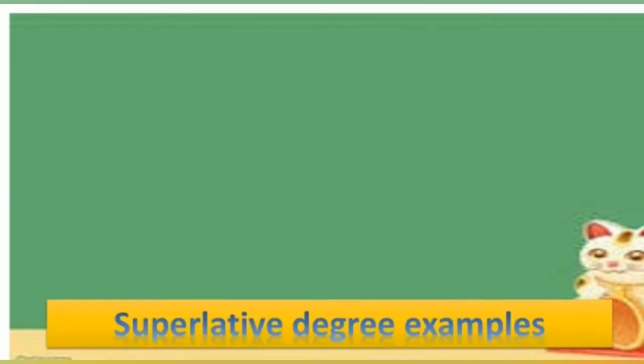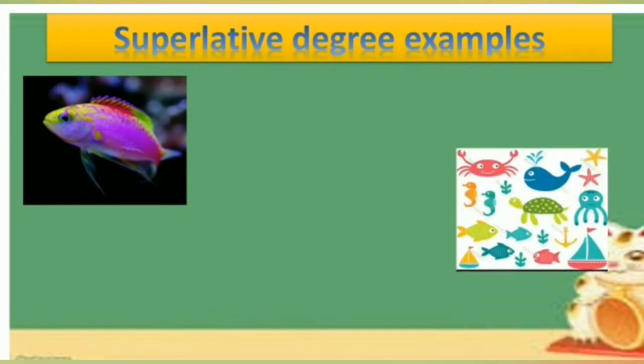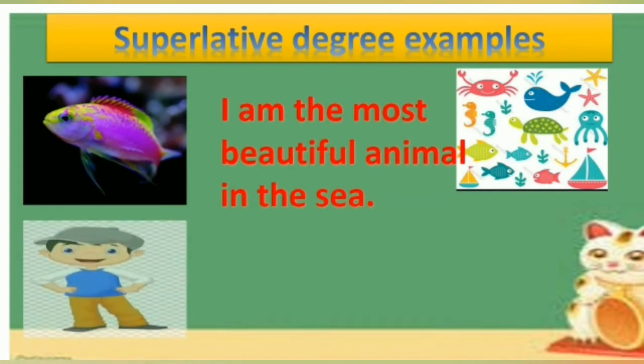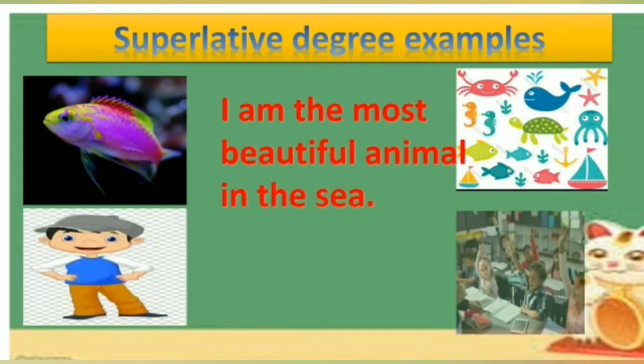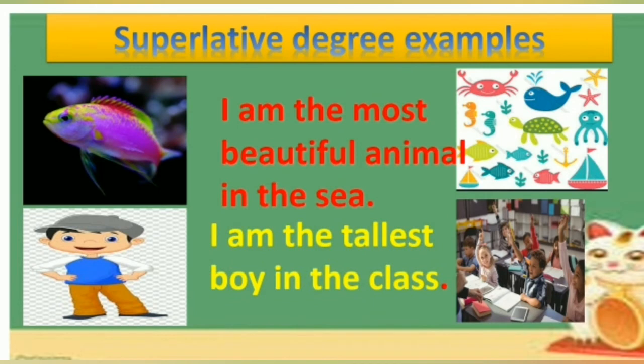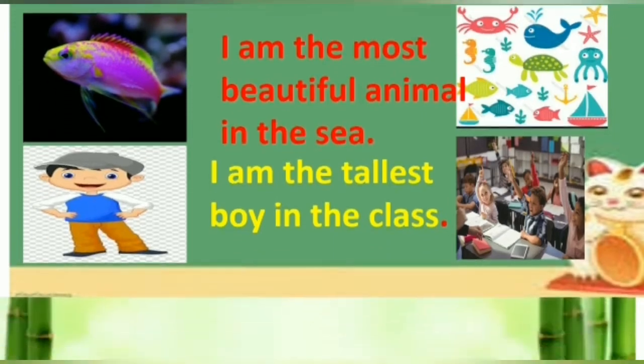Let us see few examples for superlative degree. Here the fish is compared with all the other sea animals. I am the most beautiful animal in the sea. Here beautiful is the adjective. It is three syllable word, so we are using most in front of the adjective. Here the boy is compared with all the other boys in the class. I am the tallest boy in the class. Here the adjective is tall, so it is single syllable word, so we are adding est to the adjective.